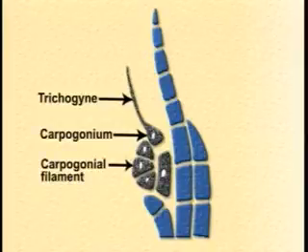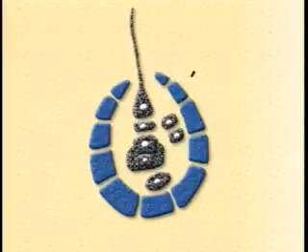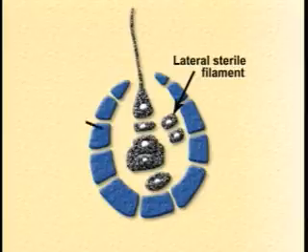The carpogonium lies at the apex of a short lateral branch called the carpogonial branch. The basal cell of the carpogonial branch is termed the supporting cell. It cuts off two sterile filament initials, one towards its base which remains undivided, and the second laterally which divides immediately to form a two-celled lateral sterile filament.